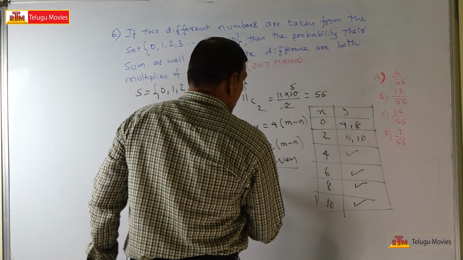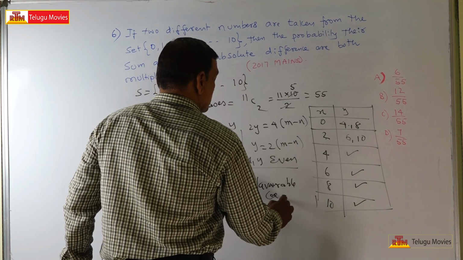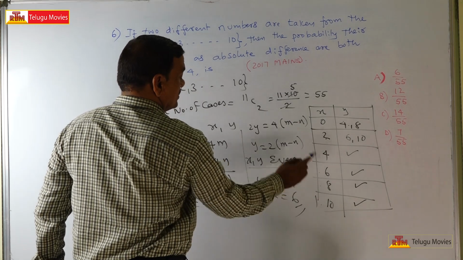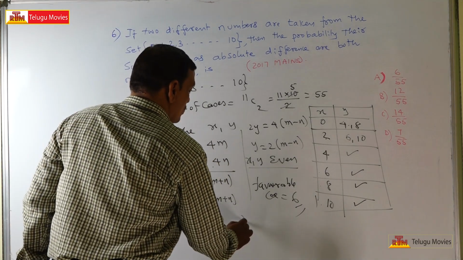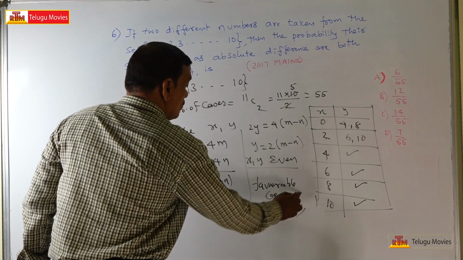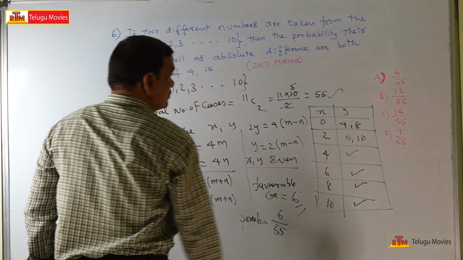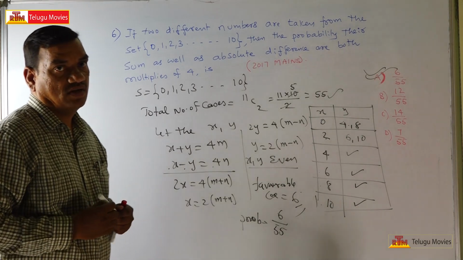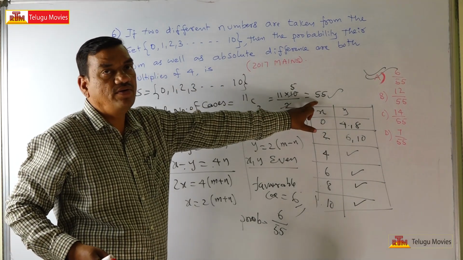Therefore, favorable cases. How many favorable cases are there? 6 cases are there: 1, 2, 3, 4, 5, 6. Understand? So therefore, what is the probability? Probability is equal to favorable cases by total number of cases. So 6 by 55 is your right answer. Okay now. So very easy. The only thing is that everybody can do 55.